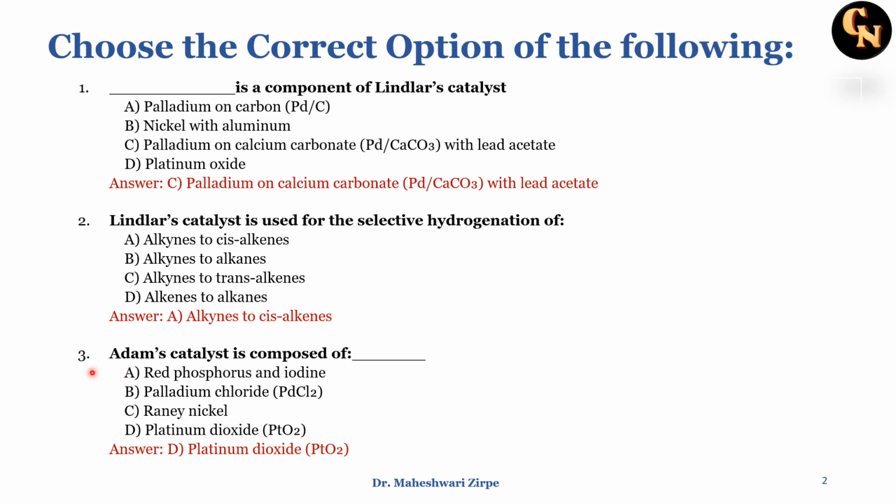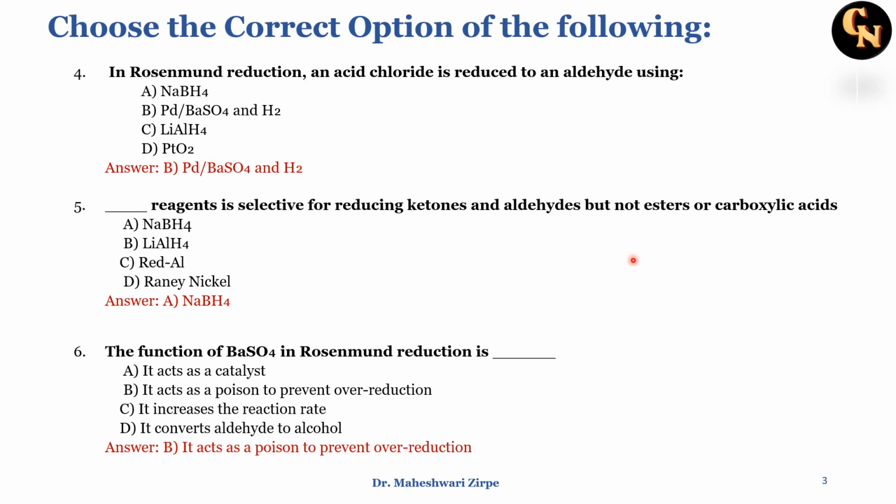Now the next is: Adams catalyst is composed of. Basically Adams catalyst is nothing but platinum dioxide. So the correct option is the fourth. Okay, let us see the next one: in Rosenmund reduction, an acid chloride is reduced to an aldehyde. As we all know, acid chlorides are reduced to aldehydes.